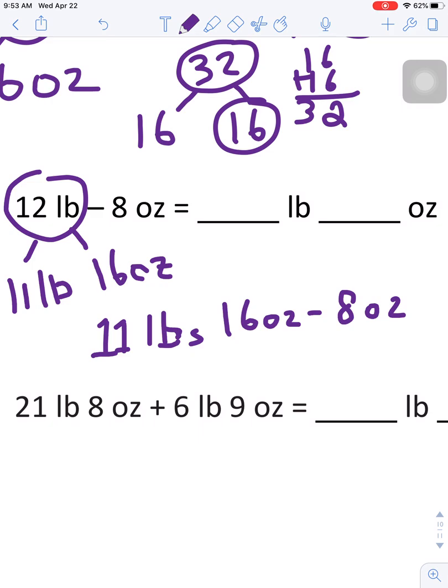Well, I need to look at, what am I subtracting my pounds? 11 minus, I'm not subtracting it from these because these are in ounces. So I'm not subtracting my pounds at all anymore. So I can just write 11 right there. Now what is 16 minus 8? That equals 8 ounces. Boom, just like that, we're done.